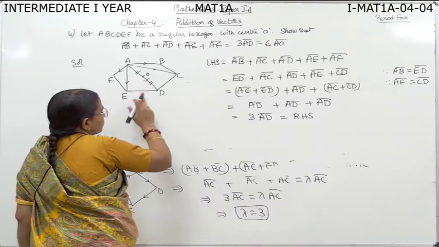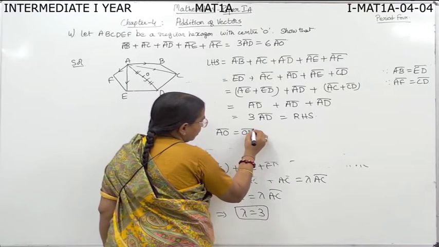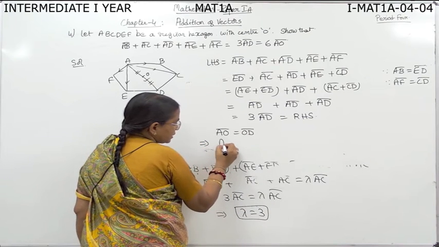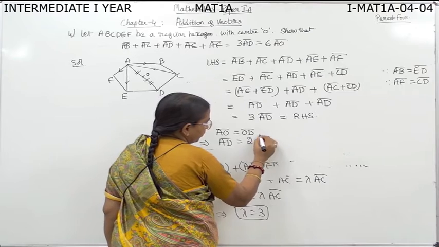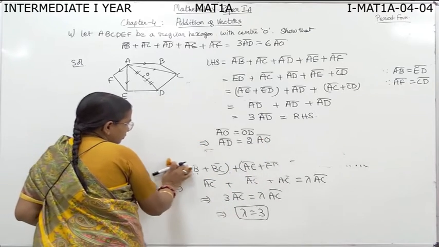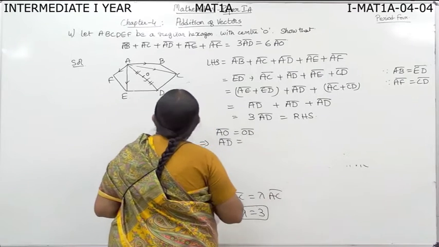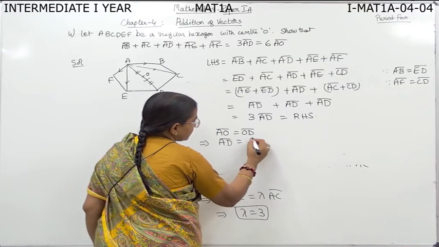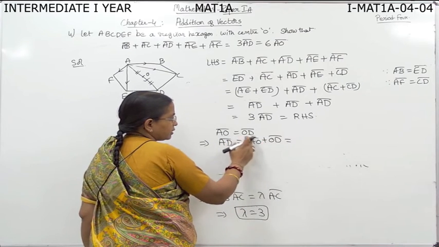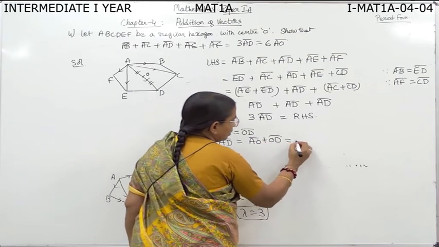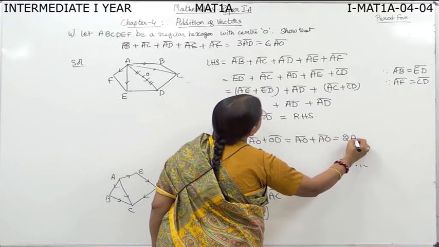So AO is same as OD. AO is equal to OD. So that means AD is equal to 2 times AO, because you can write AD as AO plus OD. AO is same as OD, OD is same as AO. So we write AO plus AO. That is 2 times AO.